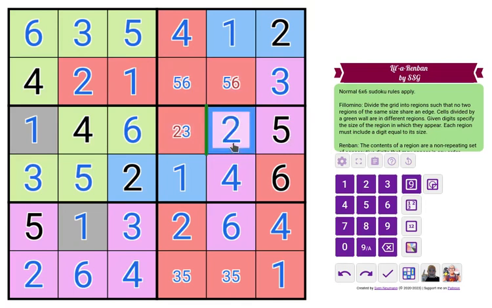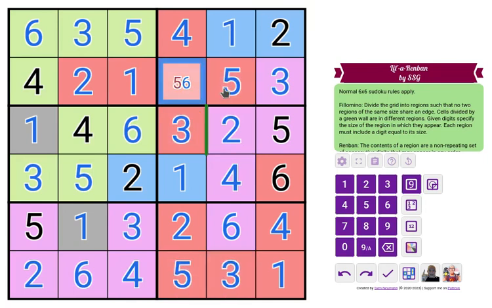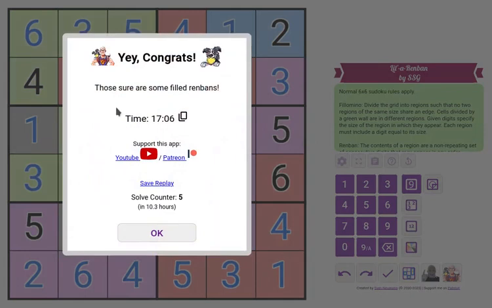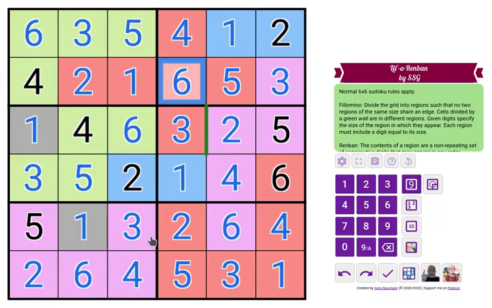And now this is 2, 3, 5, 3, and 5, 6. And I hope, well, it looks like it's okay. I'm not that familiar, but that was fun. Maybe I missed some easier logic, on both the Fillomino and Renban side. But that was fun.